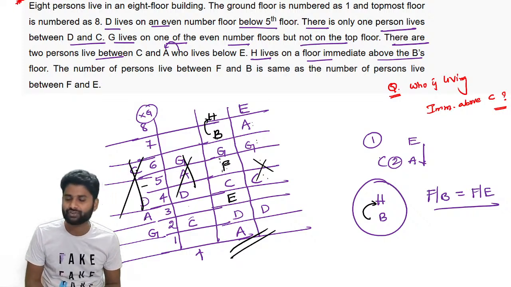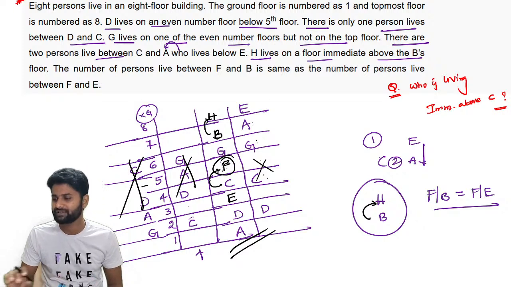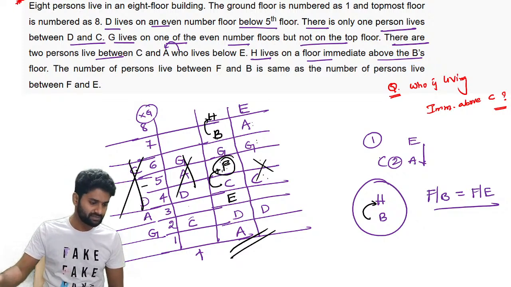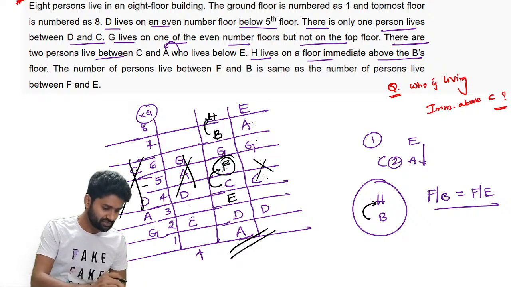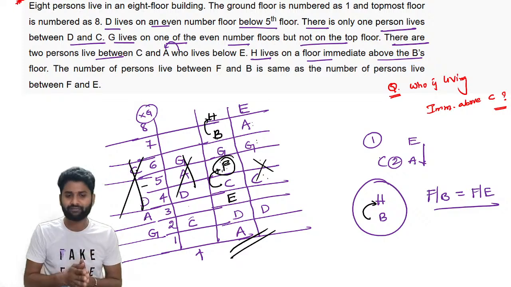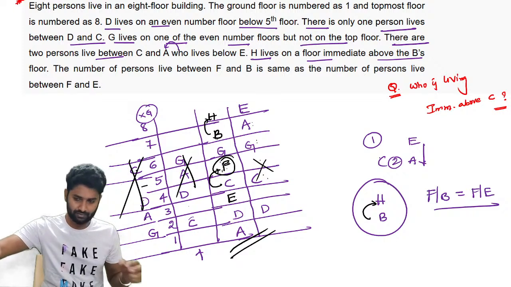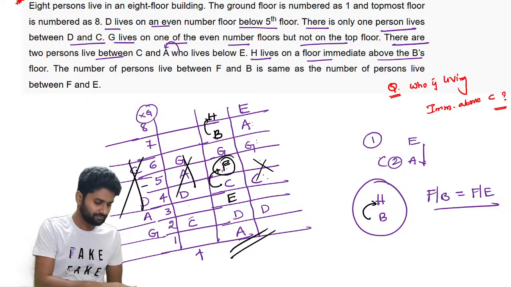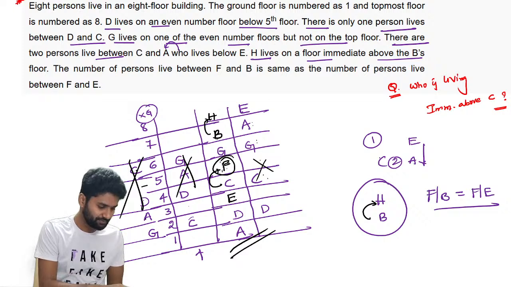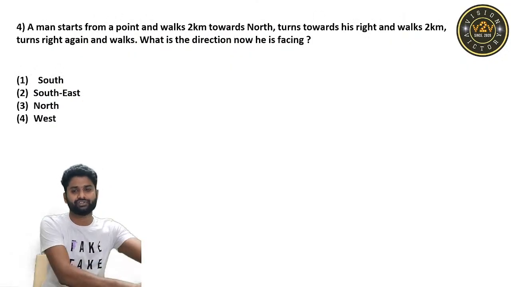Is it clear? Another question. Who lives immediately above C? F is the correct answer. So is it clear? Please let me know in the comments. So we have four different possibilities. We can eliminate three possibilities according to the data, and there is one arrangement which satisfies all the conditions. So try to understand the approach here. You have to learn that. Let's move on to the next question.